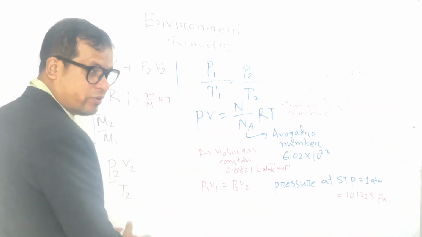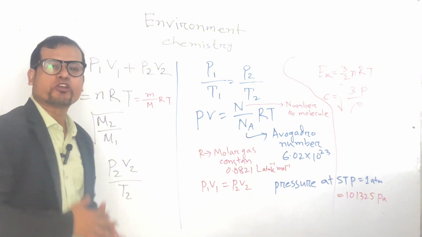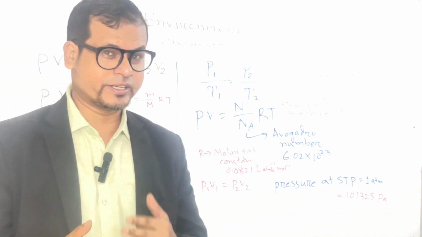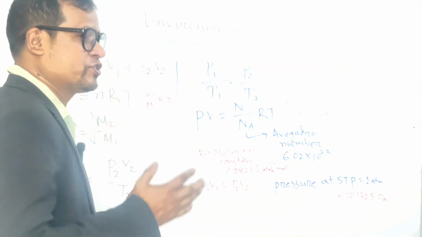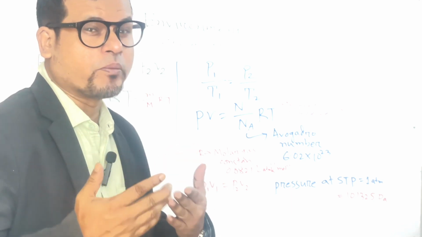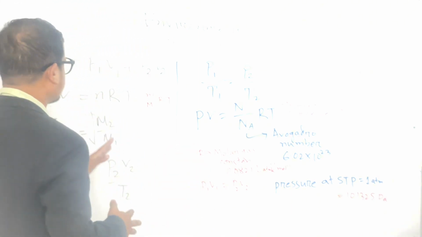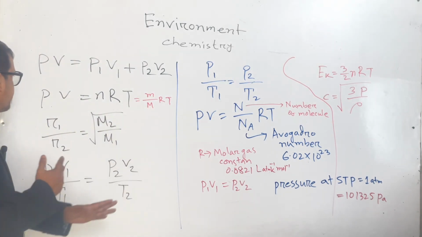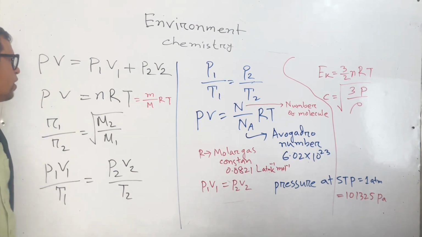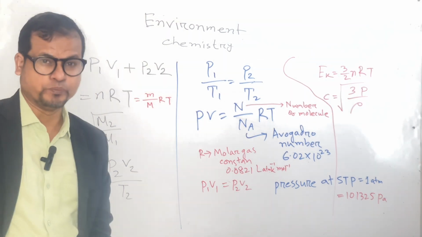Guys, we just look at the whiteboard, where I have given some equations which are very related to environment chemistry numerical problems. First, the one I have given is PV equal to P1V1 plus P2V2.